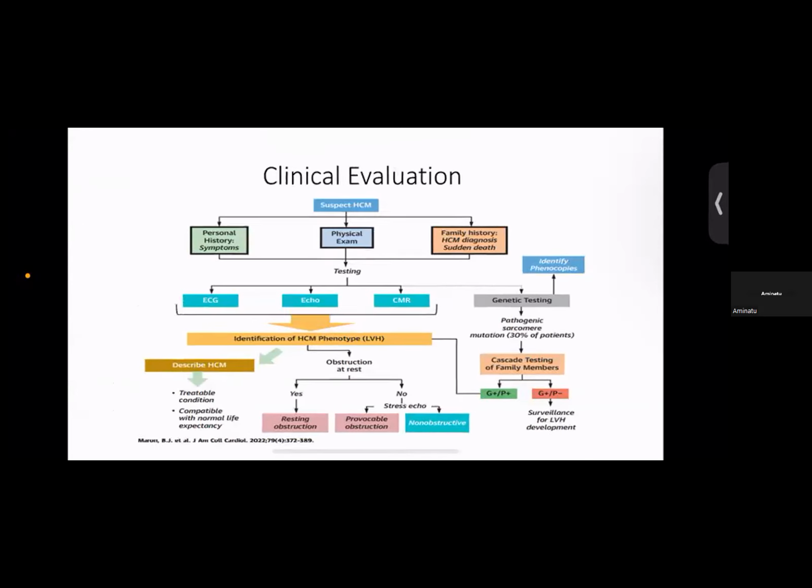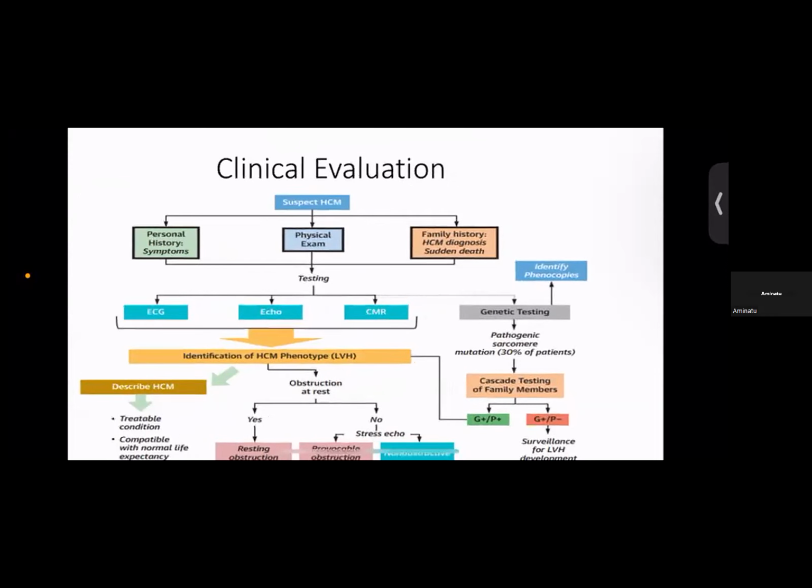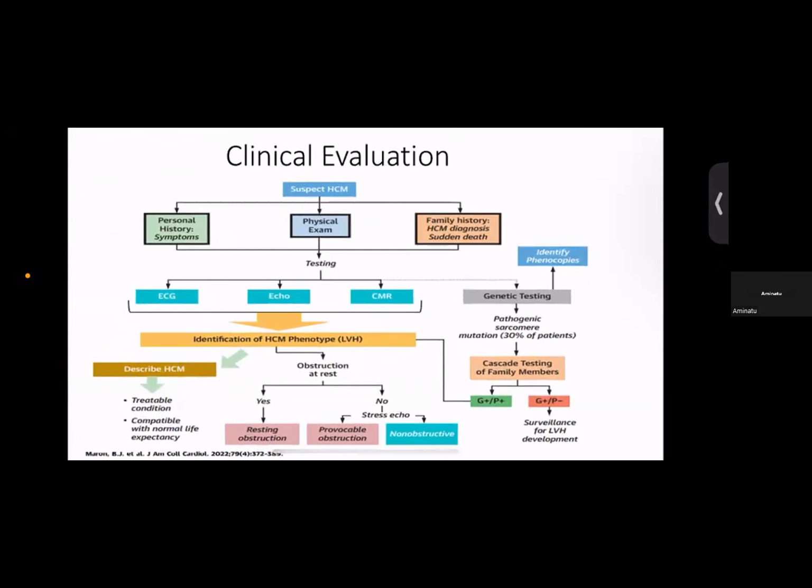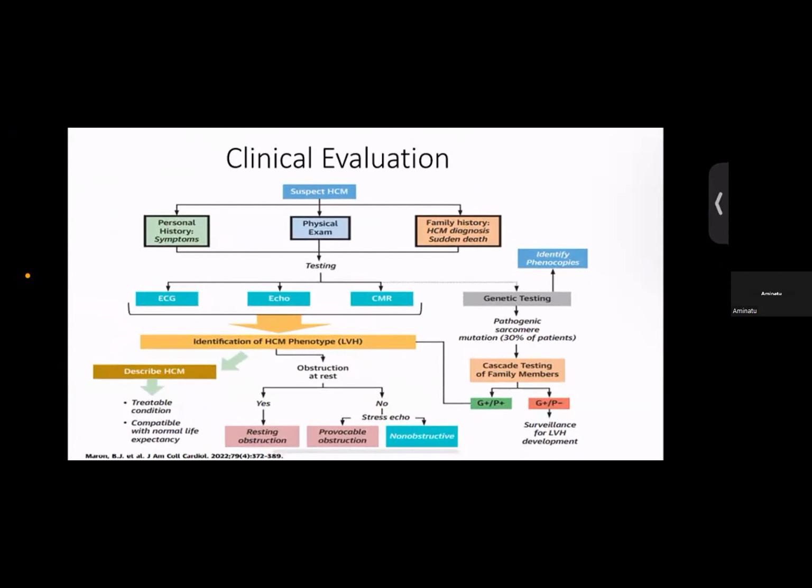So this is a chart showing the clinical evaluation. If there is a suspected case of HCM, a history is taken, physical examination done to find some of the findings we discussed earlier, and then a detailed family history is taken, especially history of sudden cardiac death. Then we move to testing.